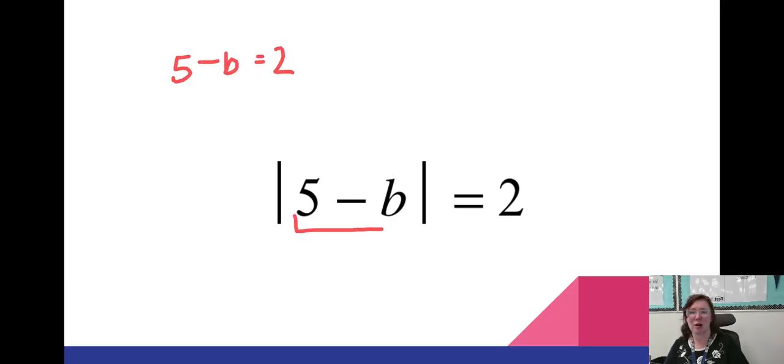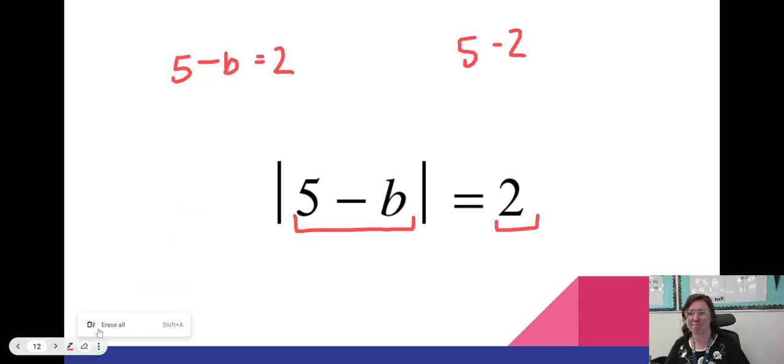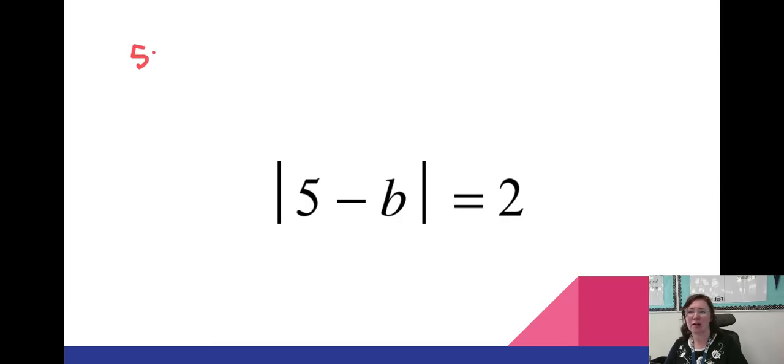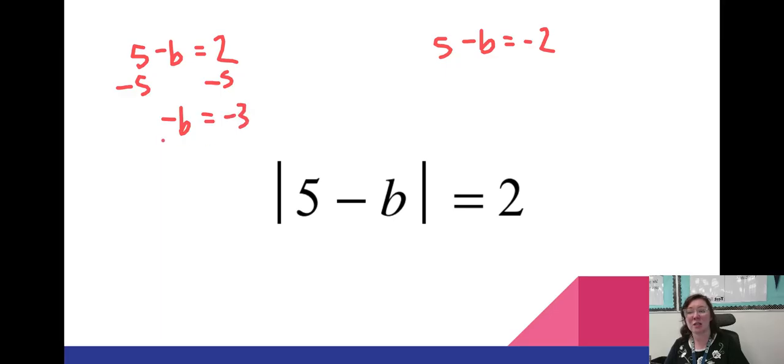I'm okay with this inside part being equal to 2 or equal to negative 2. So 5 minus b can equal 2, or 5 minus b can equal negative 2, because the absolute value of negative 2 is just 2. Subtract 5 on both sides, we get negative b equals negative 3. Divide by negative 1, b equals 3.